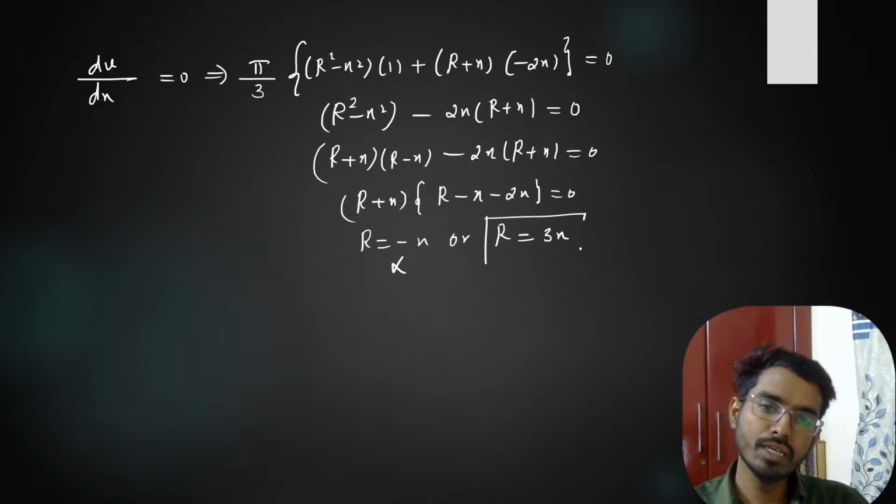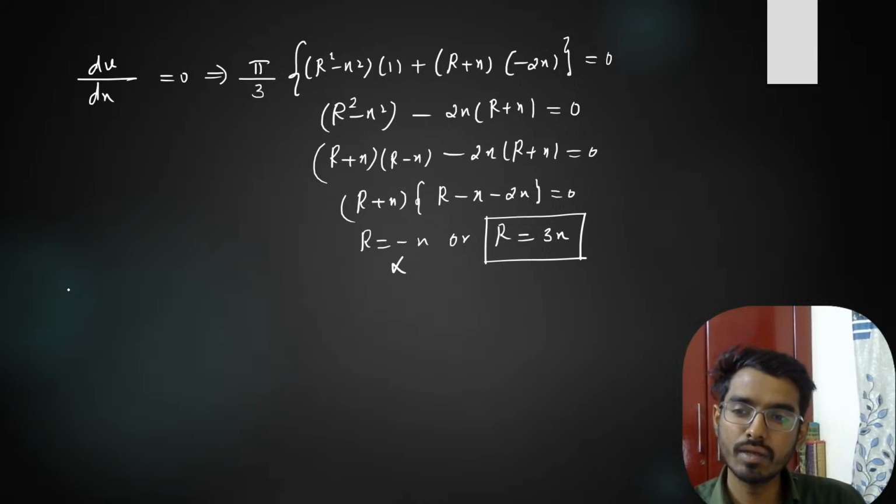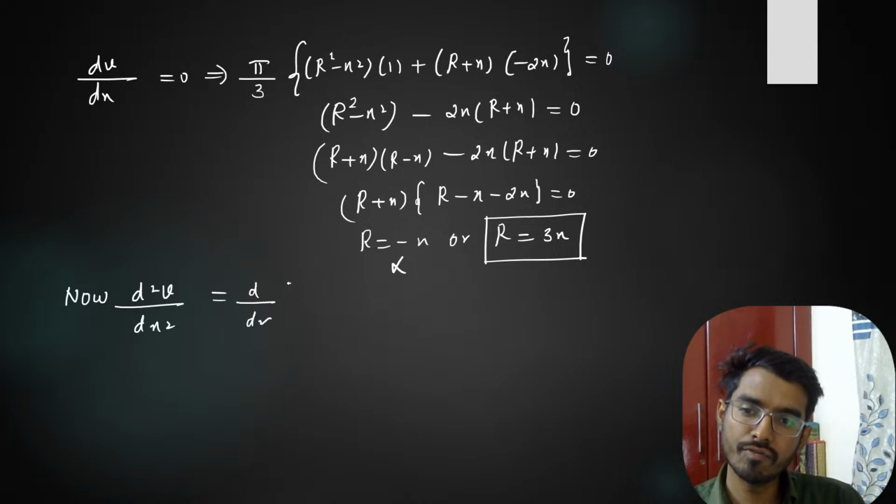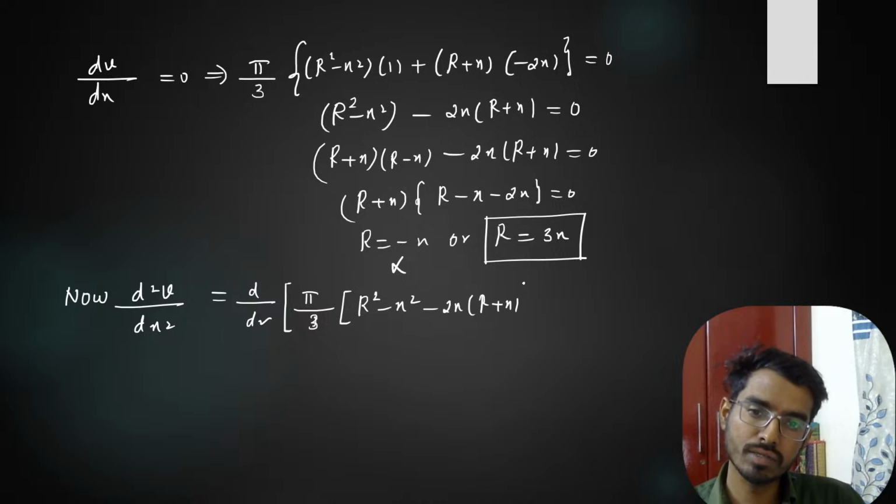That means when r is equal to 3x, it will have either maxima or minima, but we need to show it is maxima. Now you find d square v by dx square, that is d by dx of dv by dx. This is our dv by dx, right? pi by 3 r square minus x square minus 2x into r plus x. Now you differentiate d by dx.